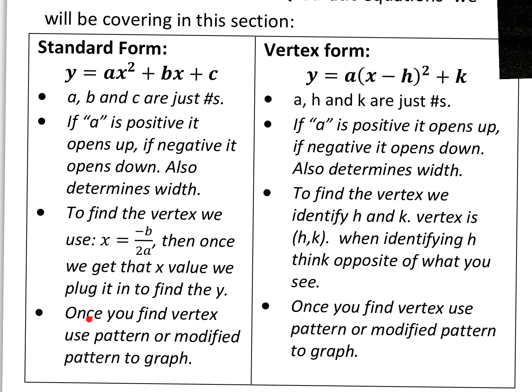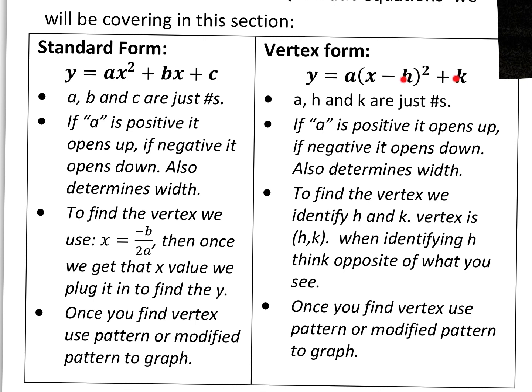Now, last week, to find the vertex, we had to use the formula just to get the x value of the vertex. Then once we had that x value, we had to plug it in to find the y. Vertex form is beautiful. Why? Because h and k are your vertex. Let me repeat that. You're going to be able to look at it and identify your vertex, h, k. h is the x value of your vertex, k is the y value of your vertex.